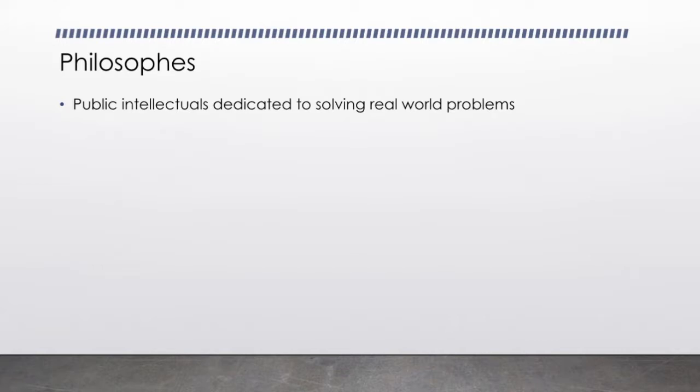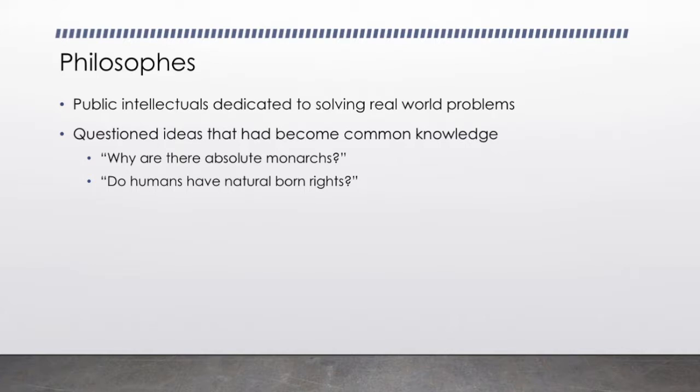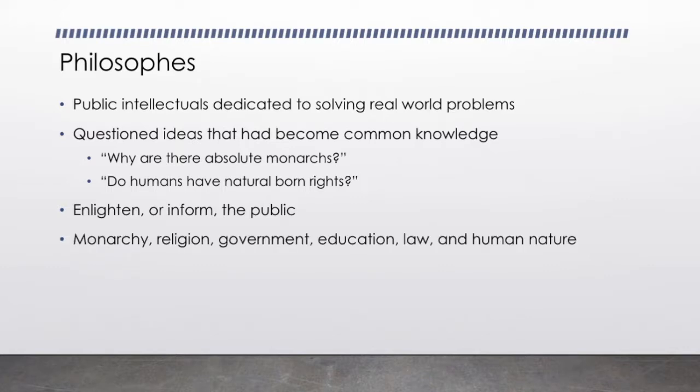These philosophes were enlightened thinkers who questioned ideas that had become common knowledge, like why are there absolute monarchs, and do humans have natural-born rights? The overall goal of the philosophes was to enlighten or inform the public in order to make people freer, richer, and more civilized. They examined a variety of topics including monarchy, religion, government, education, and even human nature.